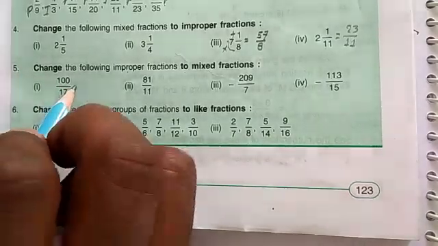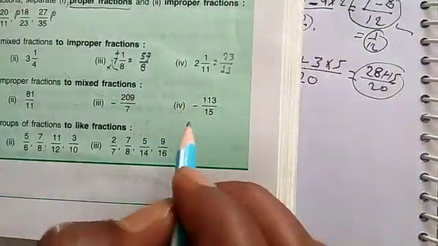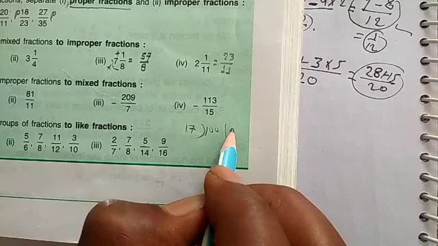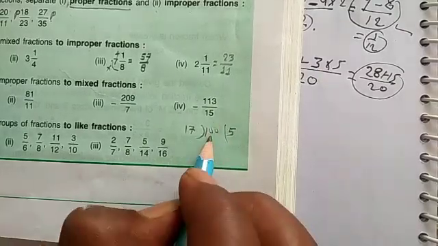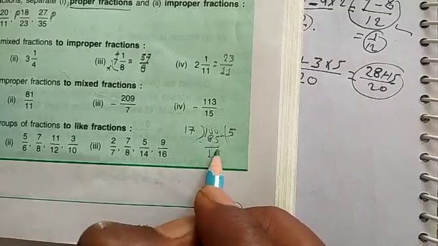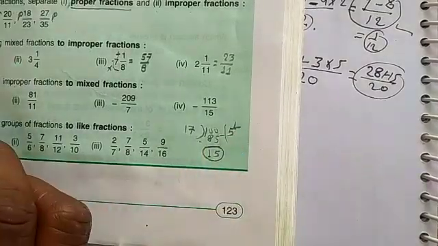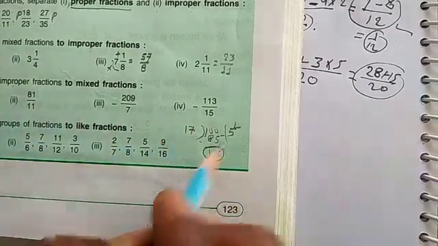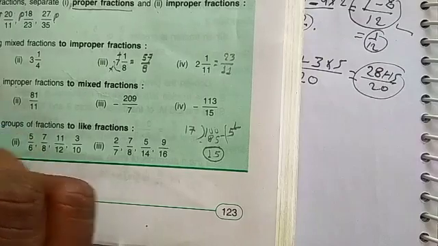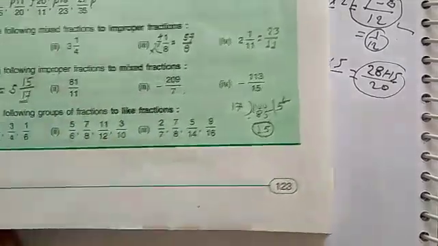we will divide 100 by 17. If we divide 100 by 17, 17 5s are 85. Subtract it, this will be 15. 15 is the remainder, this is the quotient. So the quotient will be the whole number part, the remainder will be the numerator, and this will be the denominator. Similarly, convert these fractions also.